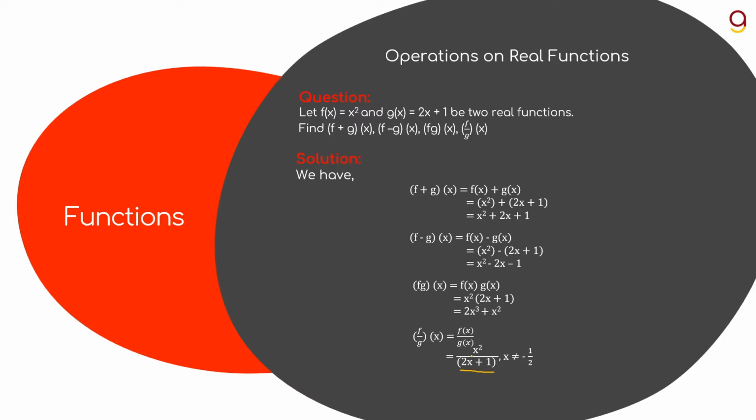For x is equal to minus half. If we substitute in place of x minus half, what will happen is the denominator will become 0. So we need to exclude this value of x. x cannot be equal to minus half. Yes, so we got the 4 values, f plus g of x, f minus g of x, f g of x and f by g of x. Yes. Now let's see the next question.